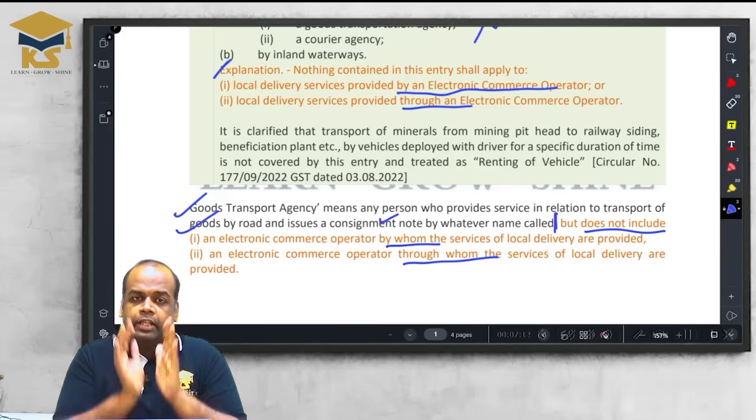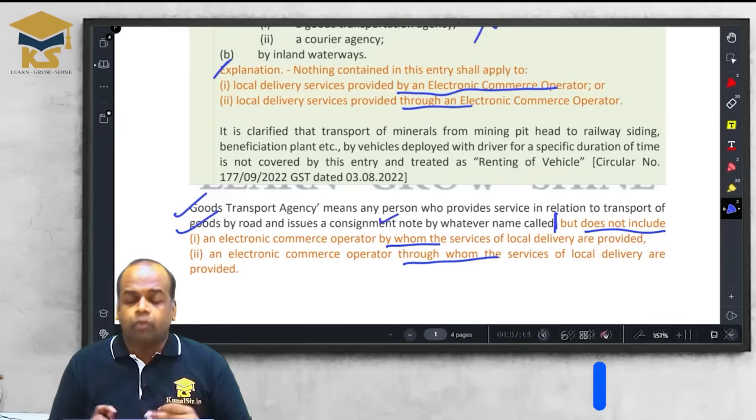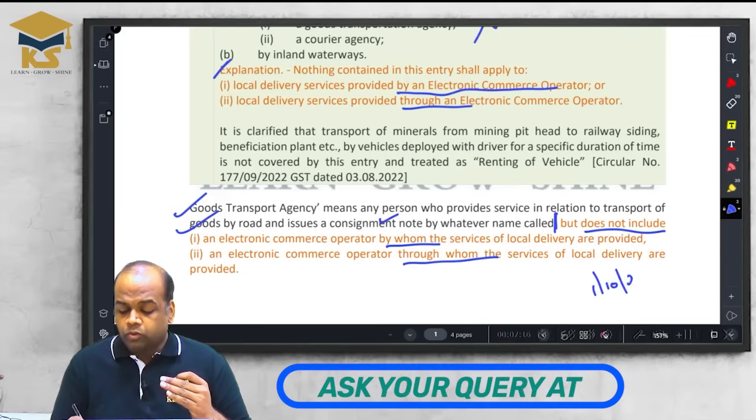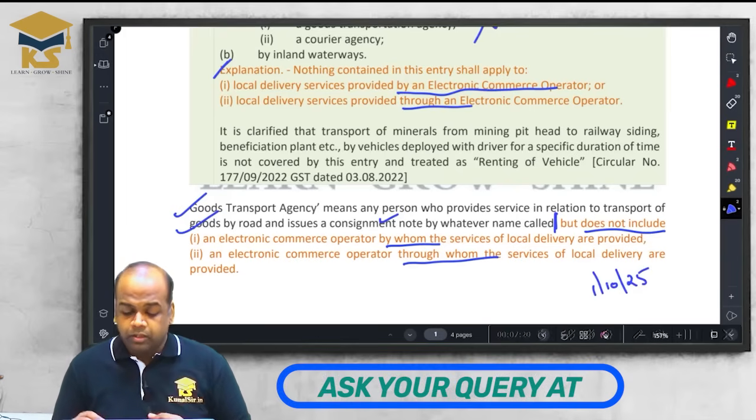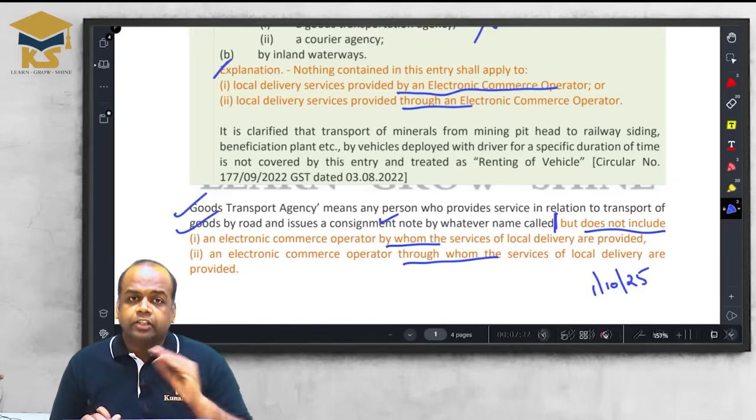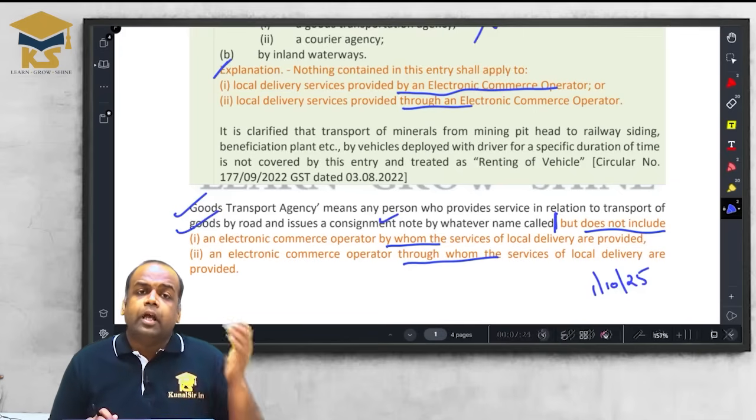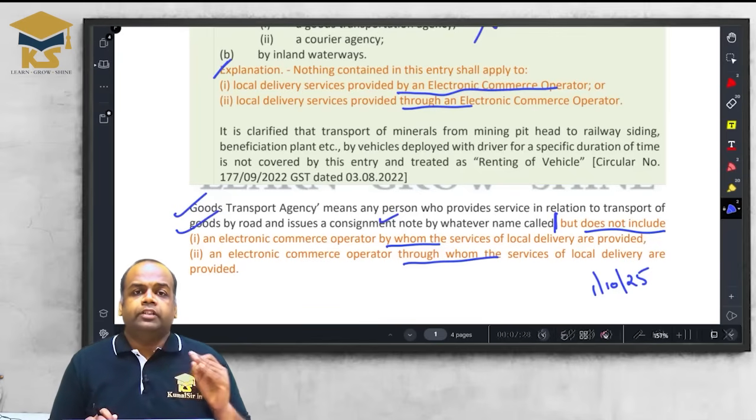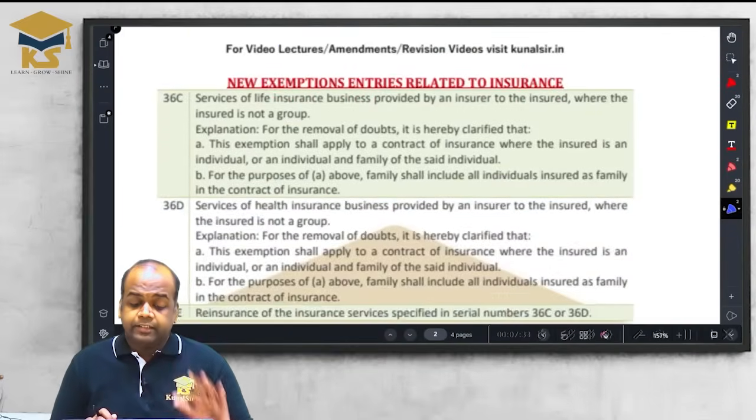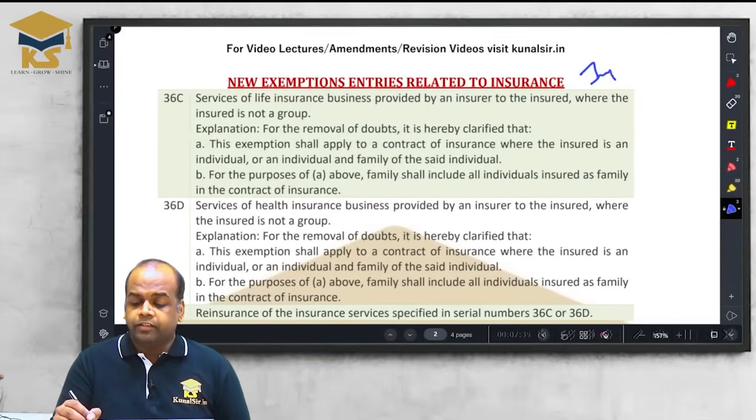No. Definition has been amended with effect from 1st of October 2025. So, applicable for my exams. So, GTA does not include e-commerce operator by or through whom local delivery services are provided. Okay. And second, very important exemption.